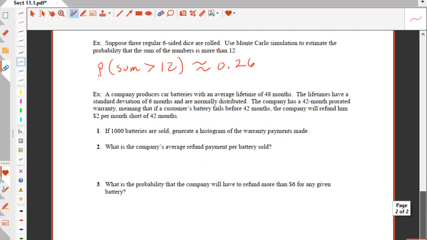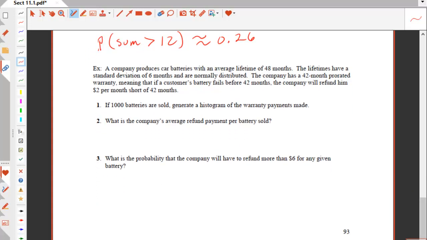Okay, third question, very much related to one of your homework problems. A company produces car batteries, and what it knows is that the average lifetime of the batteries is 48 months. The standard deviation of lifetimes is 6 months, and the lifetimes have a normal distribution. Now, like most companies, this one is going to offer a warranty period. So the company has chosen to offer a 42-month warranty. So that means if the customer's battery fails before 42 months, the company is going to pay them some amount because they didn't get their money's worth.